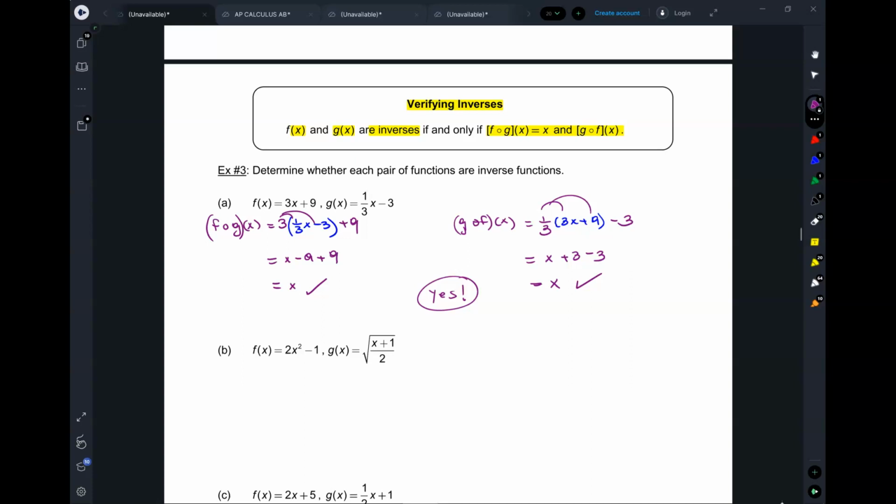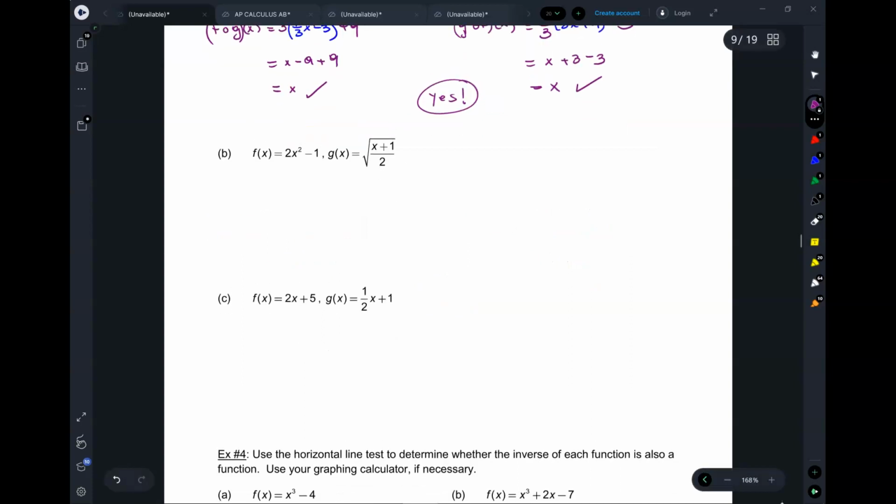Another thing students always ask me, well, can't I just get f of x, find the inverse, and show that it equals g of x? See, that's not verifying. That's just illustrating or showing. That was your question, wasn't it? I get it every year. Every year.